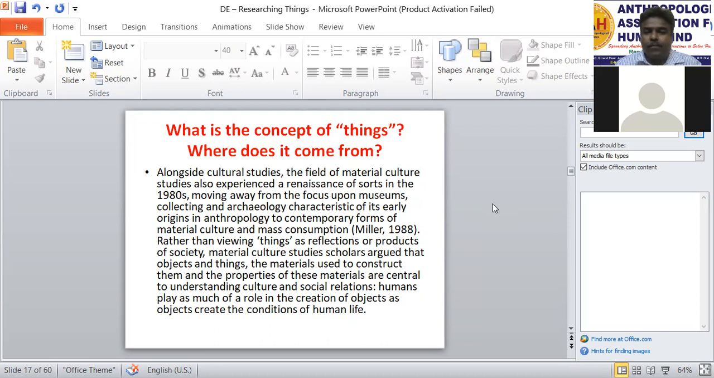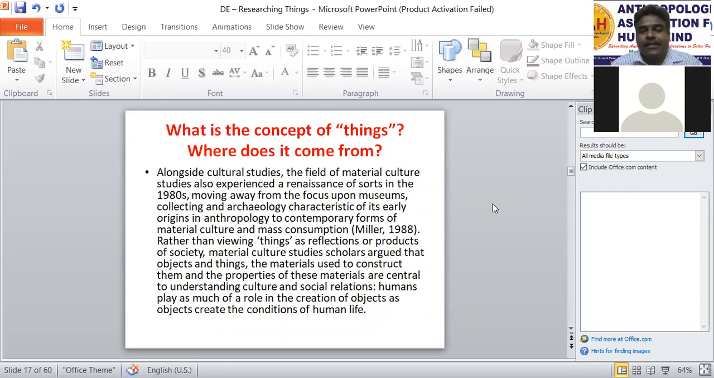Rather than viewing things as reflections or products of society, material culture studies scholars argued that objects and things, the materials used to construct them, and the properties of these materials are central to understanding culture and social relations. Humans play as much of a role in the creation of objects as objects create the conditions of human life.